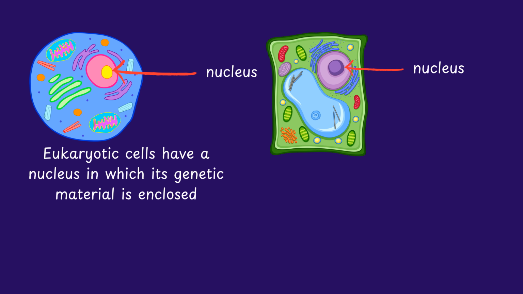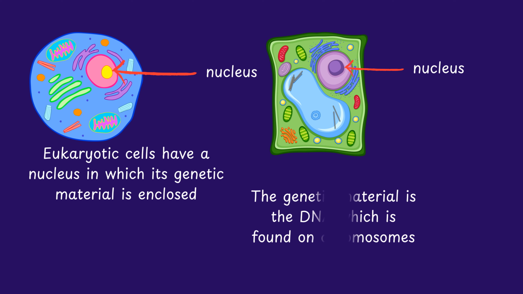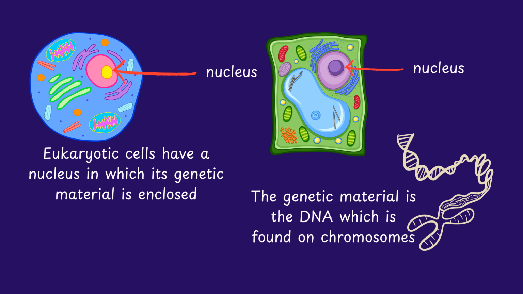Eukaryotic cells have a nucleus in which its genetic material is enclosed. The genetic material is the DNA, which is found on chromosomes. Students, this is the main thing that you need to know about eukaryotic cells. It is that they have a nucleus, and their nucleus contains the genetic material.